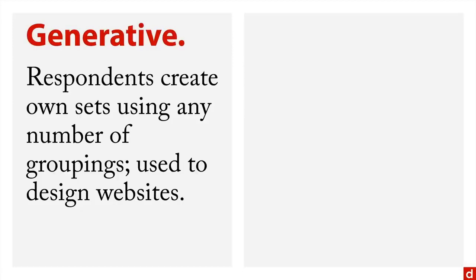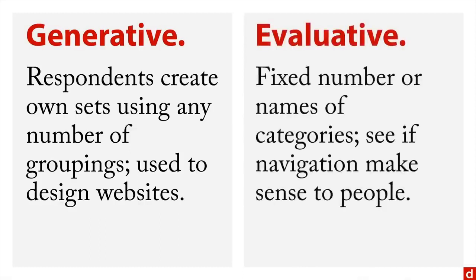On the other hand, if you've already created a website, then you can do an evaluative card sorting. This is where you have a fixed number or fixed names of categories, like for instance, the way you've set up your menus already. And then what you do is you see if people naturally put the cards into these various categories that you've created. That's a way of verifying that your hierarchical structure makes sense to people.